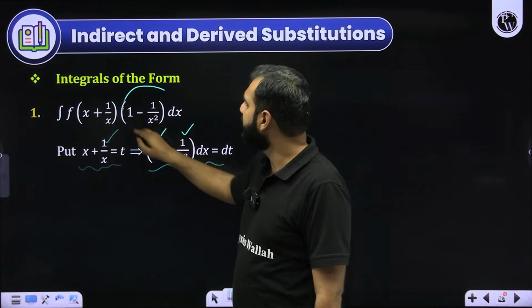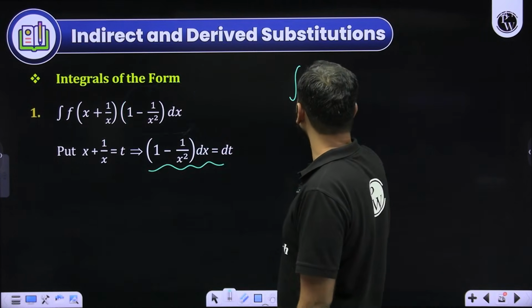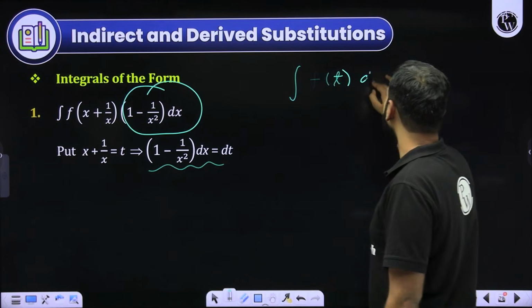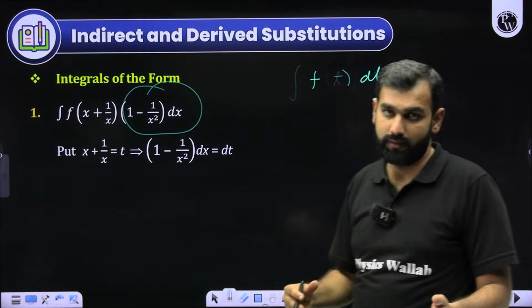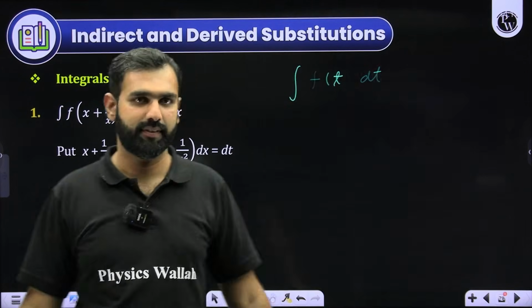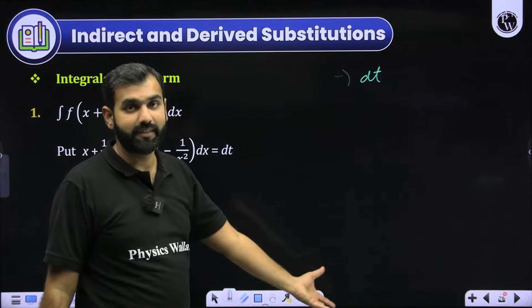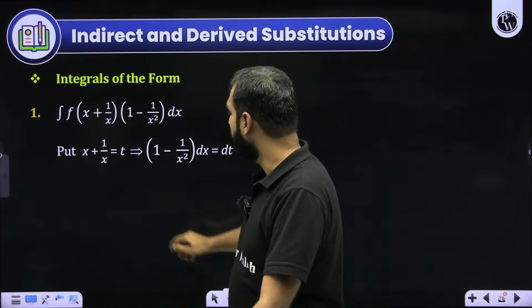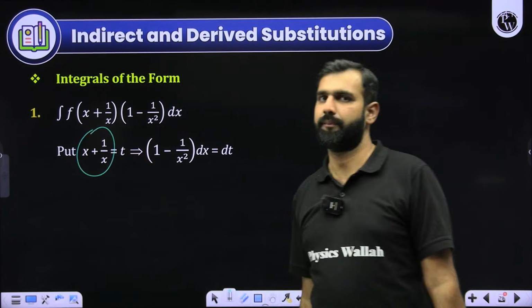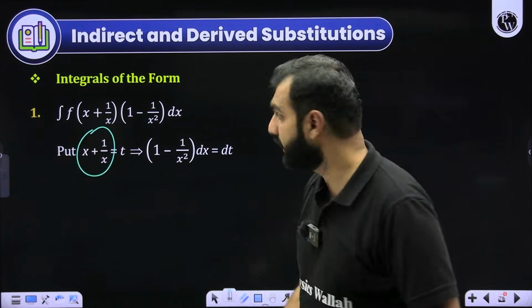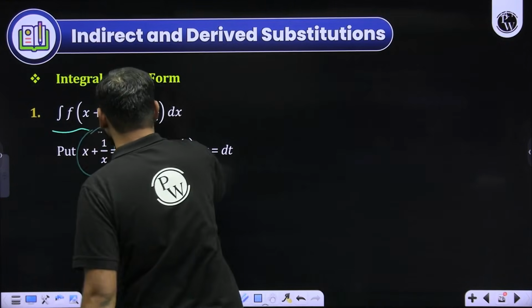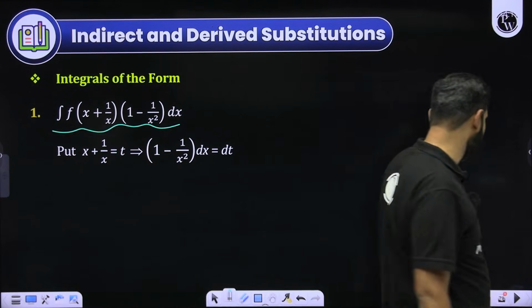So this dx will become dt and your question will be f(t) dt, which you know how to solve. I hope you must have understood this. And ultimately, after getting the final solution, replace that t again by x plus 1 by x. So that is the first learning. Remember that IIT JEE does ask questions based on this pattern. I hope you wouldn't forget that.